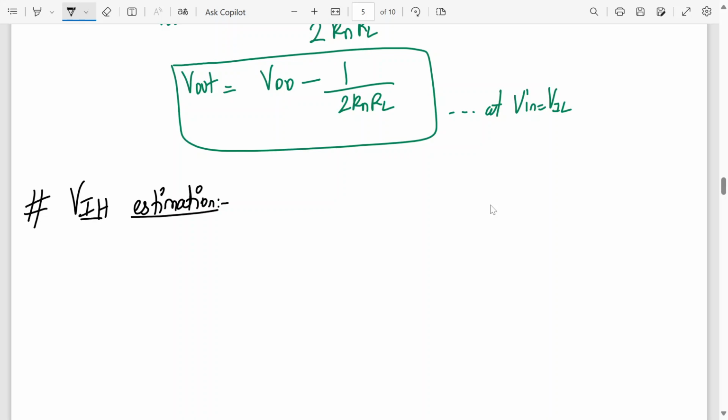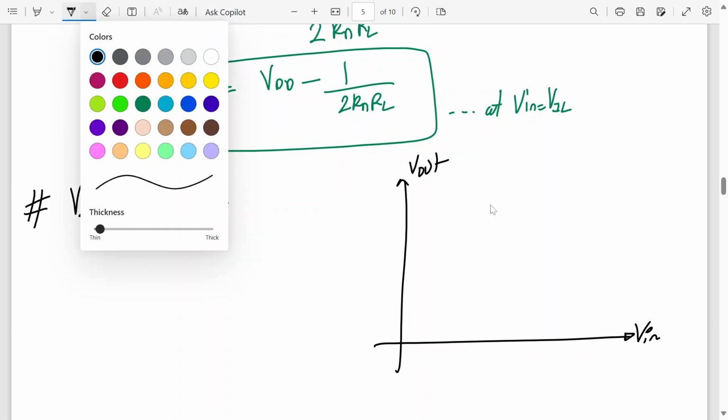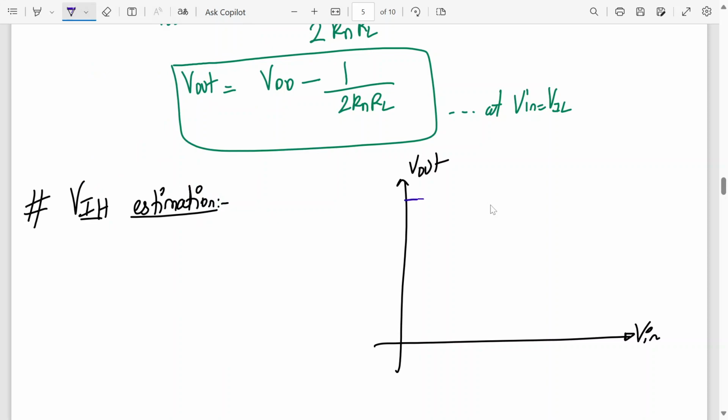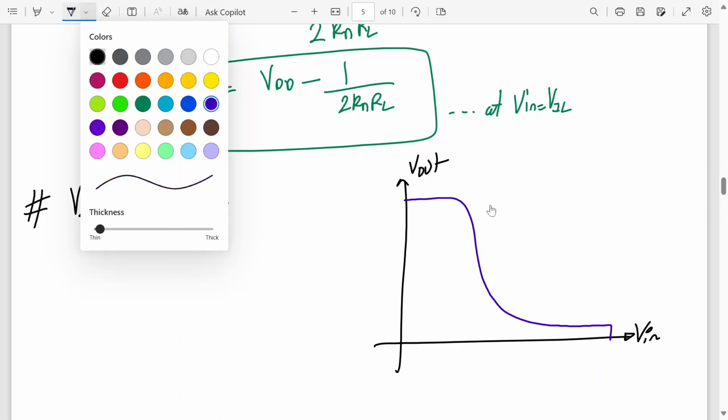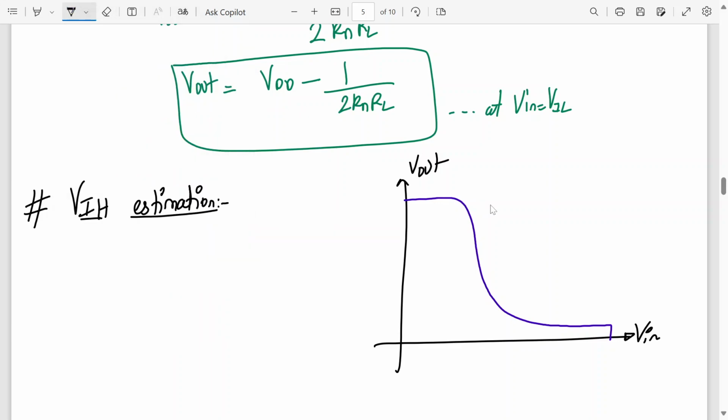Okay. So again we'll draw the VTC curve. You have to draw it every single time, V in, V out, wherever you're explaining such answers. So the graph will be like this. Okay, and we have to find VIH. VIH is the higher critical parameter. So here it is the value of VIH.